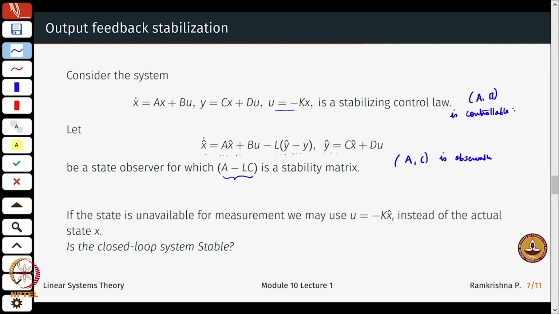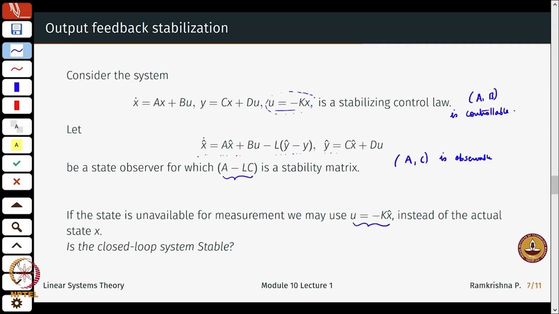Okay. So, usually the state may not be available for measurement, right. When the state is not available for measurement, I may want to use u equal to minus k x hat, which is the estimated state, instead of the actual state. Okay. Now, once I do this, how would my system look like?